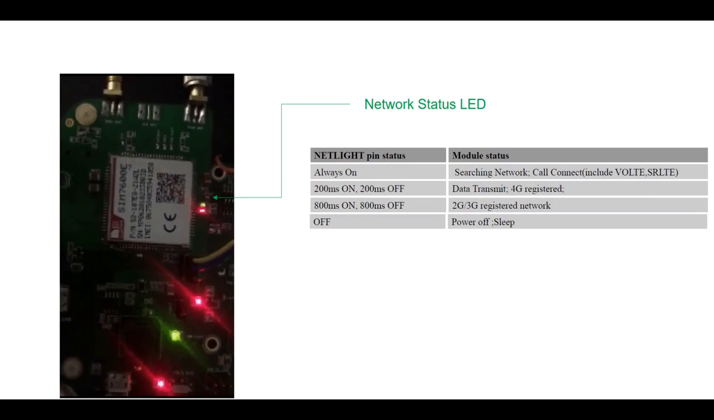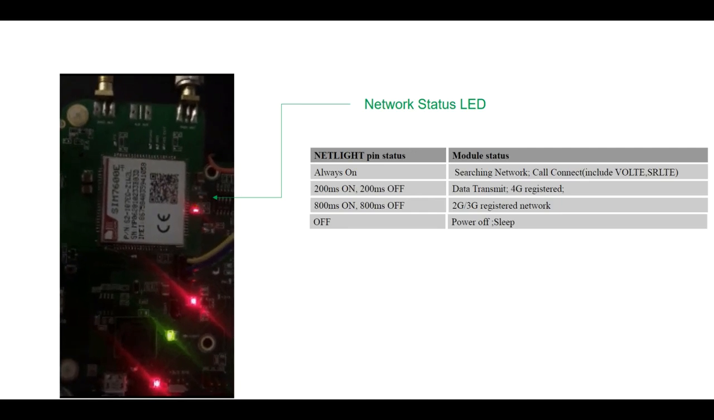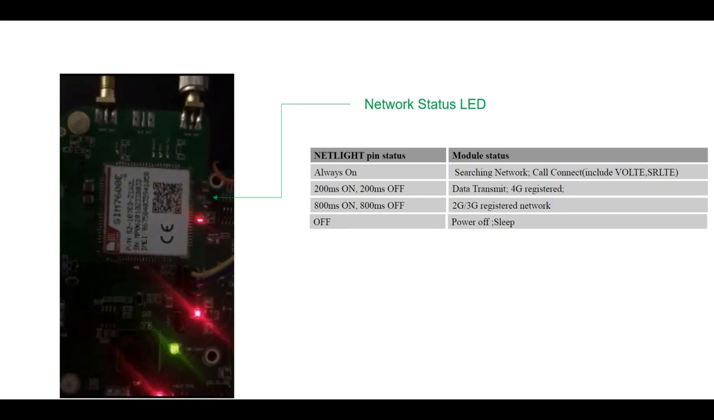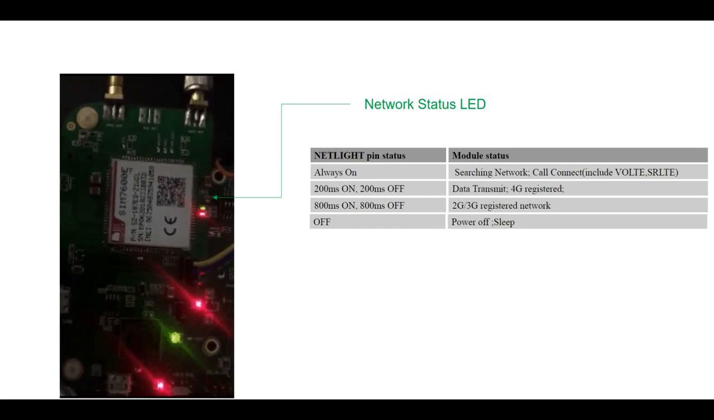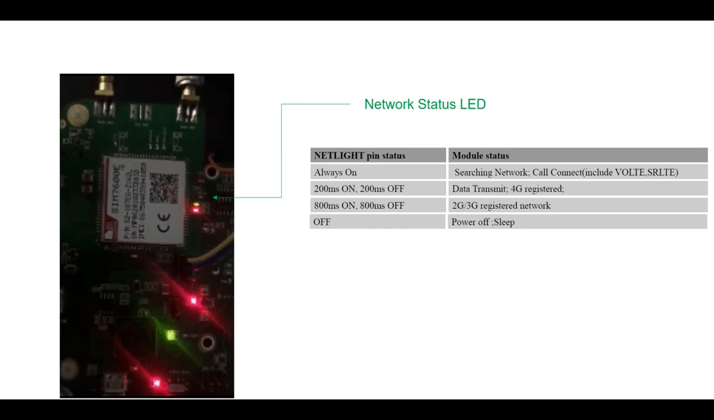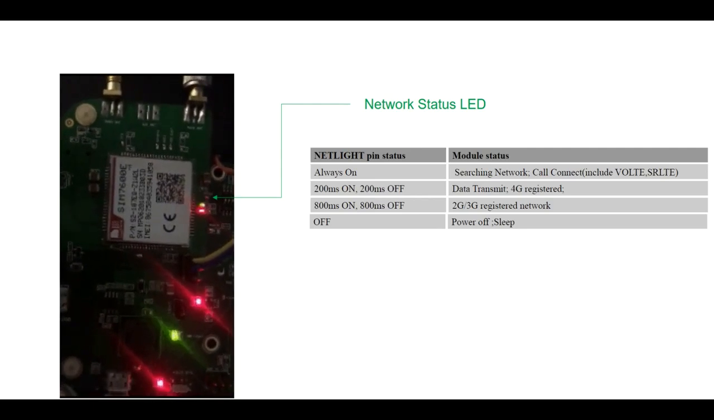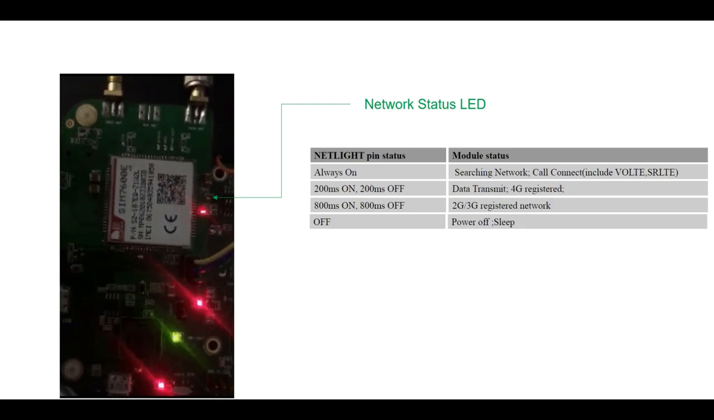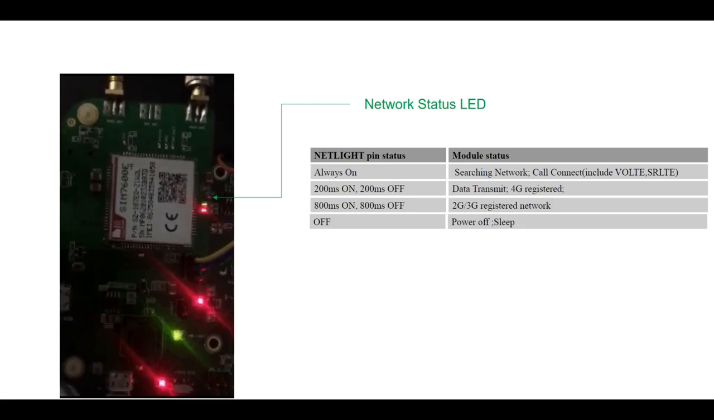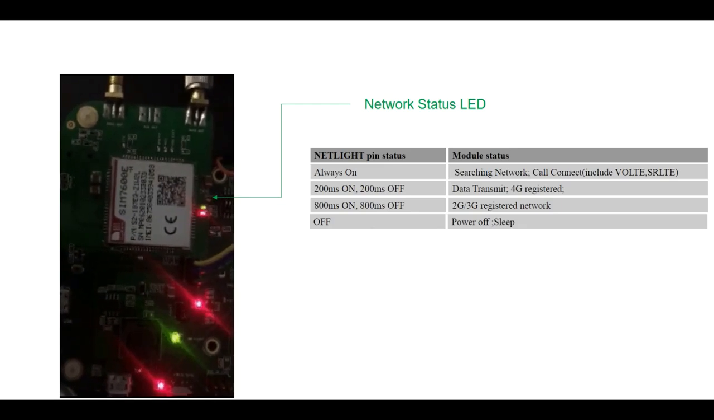Red is a power LED and green is a network status LED. As you can see in the table, we can easily figure out the status of the network based on the duty cycle of the LED. If my network is 4G, the duty cycle of the LED would be 400 milliseconds, 200 milliseconds on and 200 milliseconds off. This is how we know the status of the network.